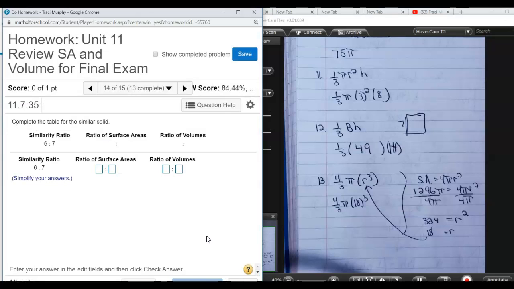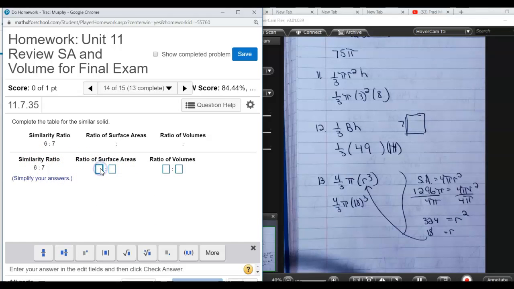All right, next question. So many of you put that the ratios were the same, but to get from the similarity ratio to the ratio of their surface areas, you square it. So 6 squared is 36, 7 squared is 49. To get to volume, which is 3 dimensions, you would do 6 to the third power, which is 216, and then we need to do 7 to the third power, which is 343.